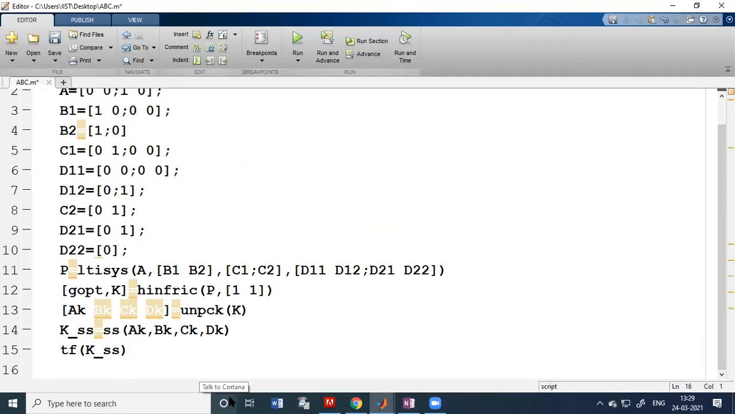So we have to define all the terms. D12 bar. What is D12 bar? D12 transpose, D12 whole inverse.